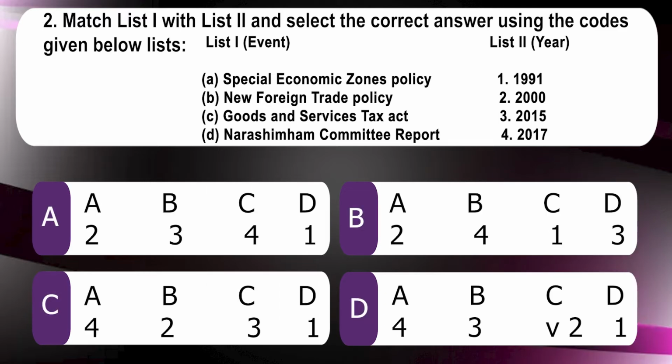List 1 event, list 2 year. Special Economic Zone Policy, New Foreign Trade Policy, Goods and Services Tax Act, Narasimhan Committee Report. The correct answer is A. So that is Special Economic Zone Policy, that is 2000. New Foreign Trade Policy, that is 2015. Goods and Service Tax, that is 2017. Narasimhan Committee Report, 1991. 2, 3, 4, 1, choice A.